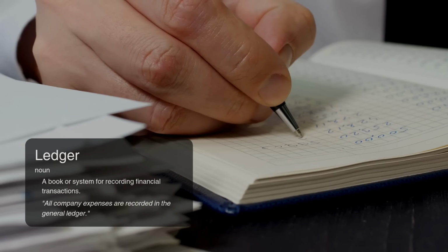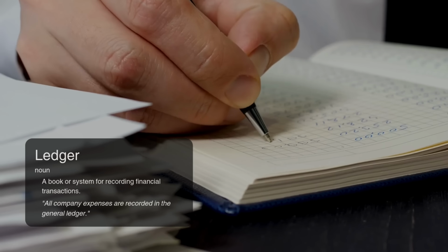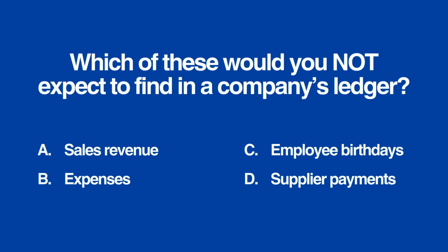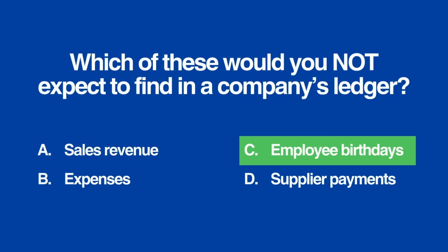Let's take a look at our example. All company expenses are recorded in the general ledger. And now it's time for our first question to check your comprehension. Which of these would you not expect to find in a company's ledger? Sales revenue, expenses, employee birthdays, or supplier payments? And the correct answer is C. Employee birthdays would not be found in a company's ledger.